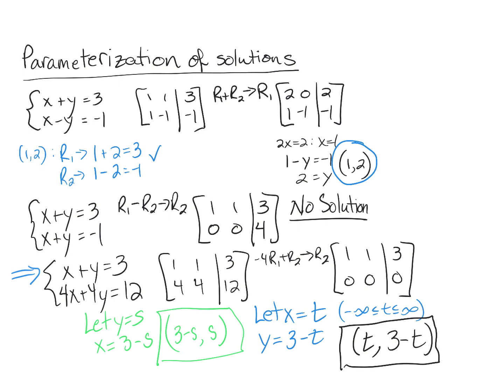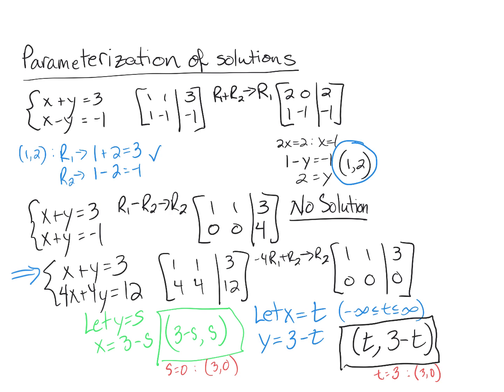For instance, if I let t equal 3, then this gives me the point 3, 0. But in the other case, what if I let s equal 0? Then I get the point 3, 0. See? Same point on the same line, just a different way of arriving at a particular point.